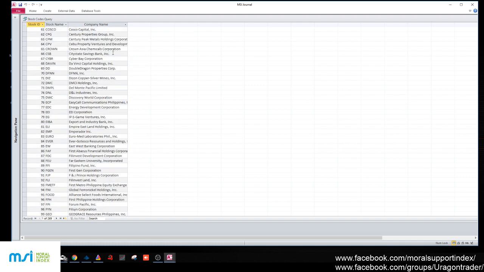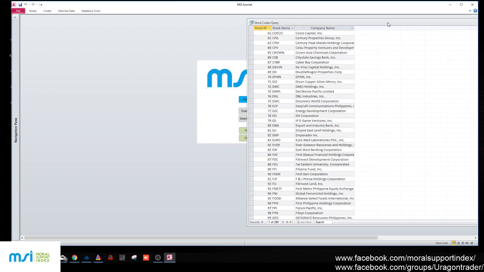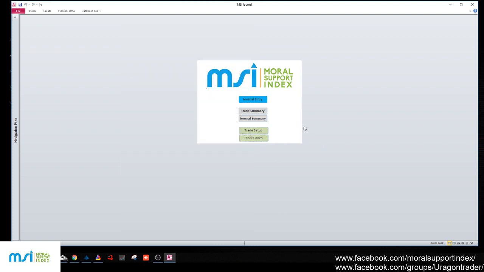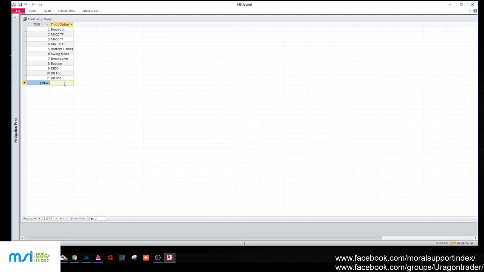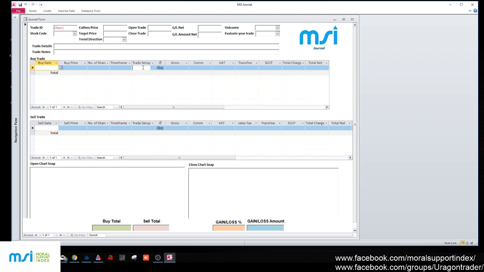stock codes and stock names. Kasi minsan nagdadagdag yung PSE ng mga companies, let's say bagong IPO. So pag may bagong IPO, kailangan idagdag natin siya dito. Okay? So just to clarify, the trade setups, bago niyo siya gamitin, kailangan idagdag yung trade setup saka yung stock codes. So you just have to open it and type the trade setup you want. And the trade setup will be used dito sa journal entries under the buy and sell trade setup. Okay?